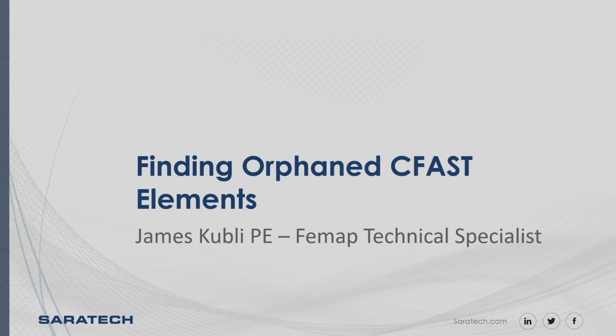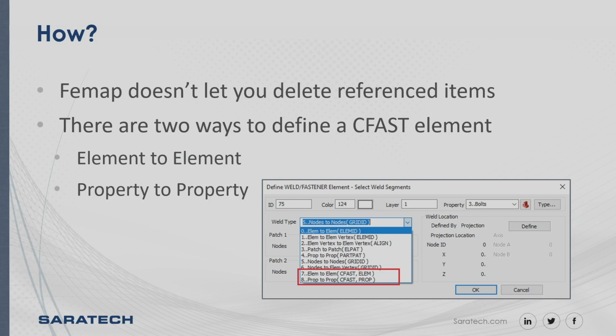And in this little brief video, we're going to discuss how to find orphan CFAST elements. Now, you might be wondering how you can orphan some Femap elements, or CFAST elements, since Femap seems to be pretty good at not letting you delete items that are referenced by other items. But I'll demonstrate here today how we can do that.